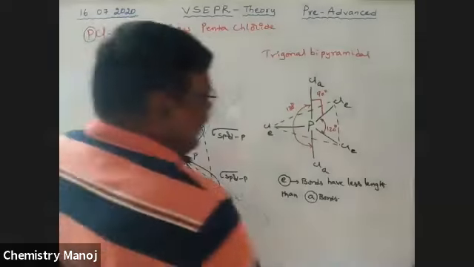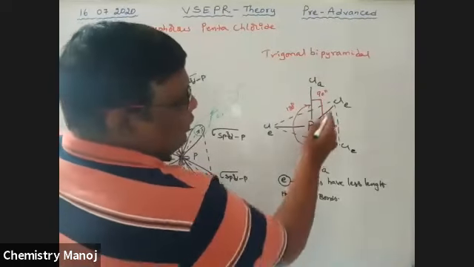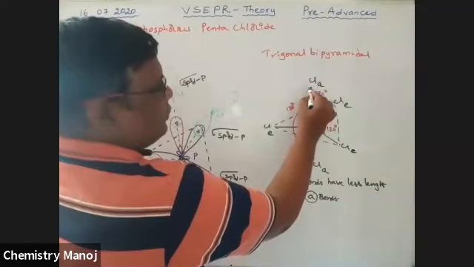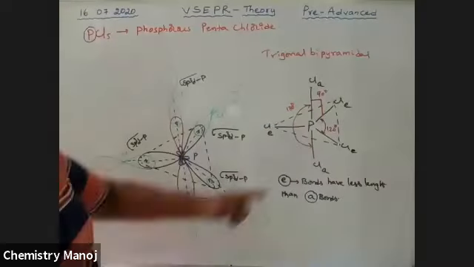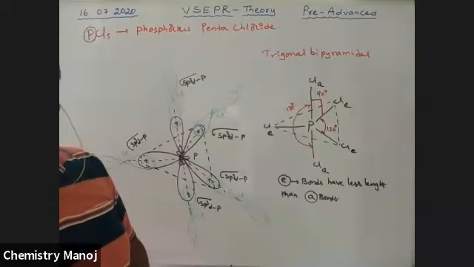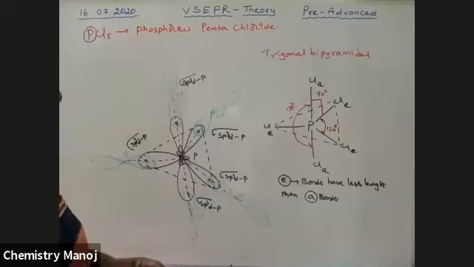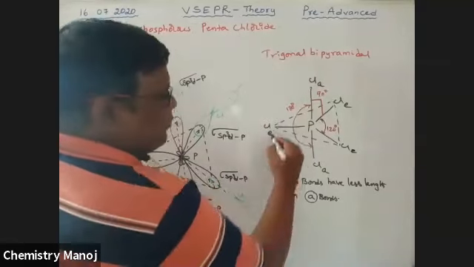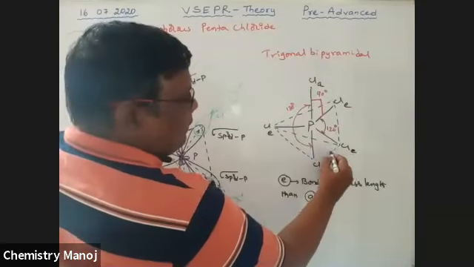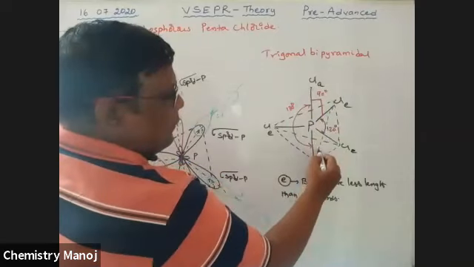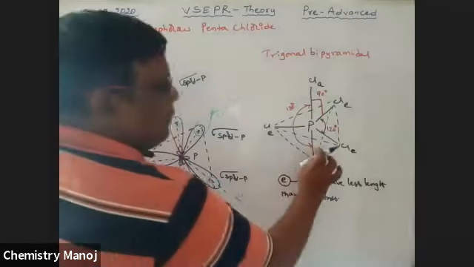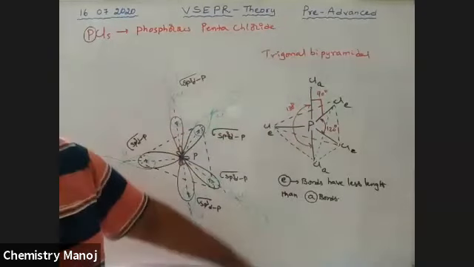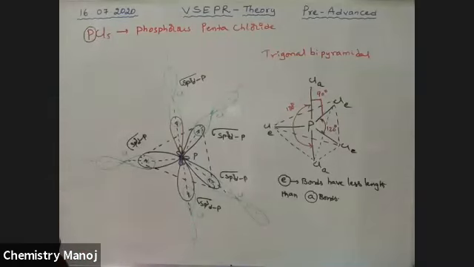So bipyramidal. See here, this is the pyramid. So 1, 2, 3. That green dot is equal to one pyramid. Now I am drawing one more. See here, this blue dot is equal to another pyramid. So trigonal, above one pyramid, below one pyramid, that is why it is called trigonal bipyramidal.